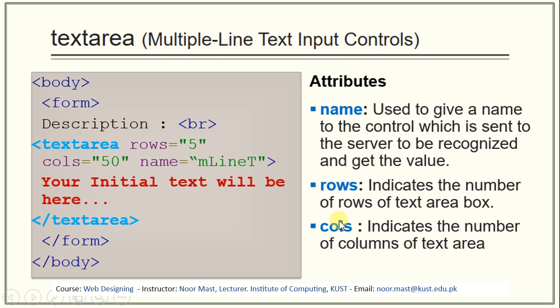Row and column are the two new attributes representing the number of rows and columns in the text area control. In this example, the number of rows is equal to 5, while the number of columns is equal to 50, while the name of the text area control is mline, that is multi-line text. Now to implement it practically for better understanding.